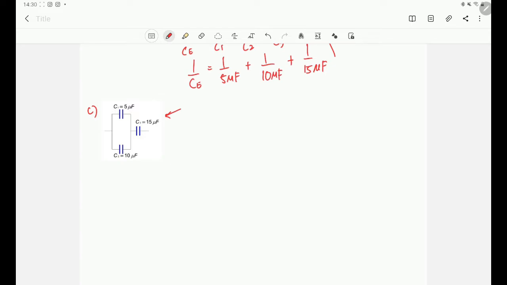So how are we going to solve it? For this question we need to solve the parallel part first. C1 and C2 are in parallel, so we solve C1 and C2 first. C12 is equal to C1 plus C2. Substitute: C1 is 5 microfarad plus C2 is 10 microfarad, and of course you get 15 microfarad.